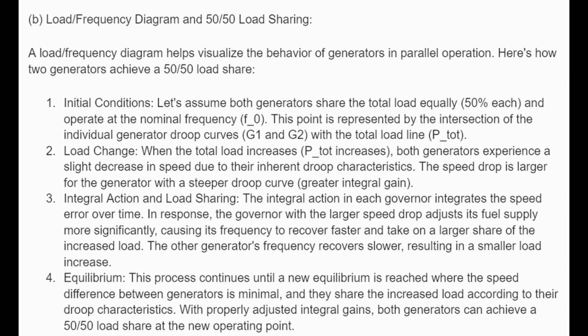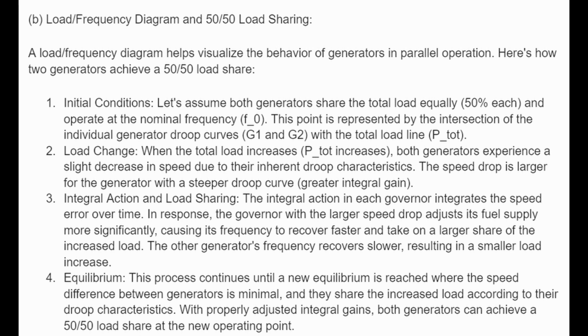B. Load frequency diagram and 50-50 load sharing. A load frequency diagram helps visualize the behavior of generators in parallel operation. Here's how two generators achieve a 50-50 load share. 1. Initial conditions. Let's assume both generators share the total load equally, 50% each, and operate at the nominal frequency F0. This point is represented by the intersection of the individual generator droop curves, G1 and G2, with the total load line, P tot.